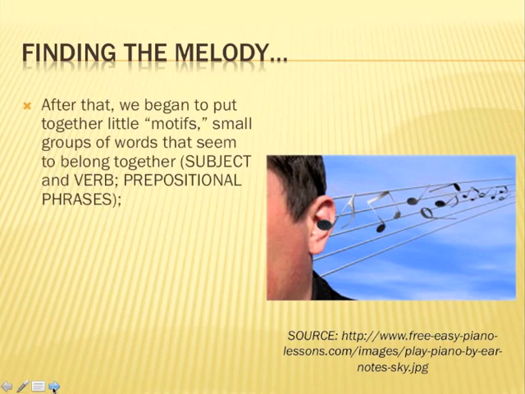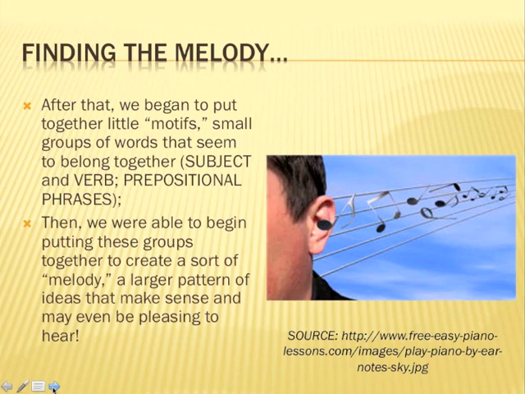Now, after that, we began to put together what we call little motifs, small groups of words that just seem to belong together. For example, we talked about how subjects and verbs seem to go together, or prepositional phrases seem to go together. Then we were able to begin putting these groups together to create a kind of melody, which is a larger pattern of ideas that make sense and may even be pleasing to hear.